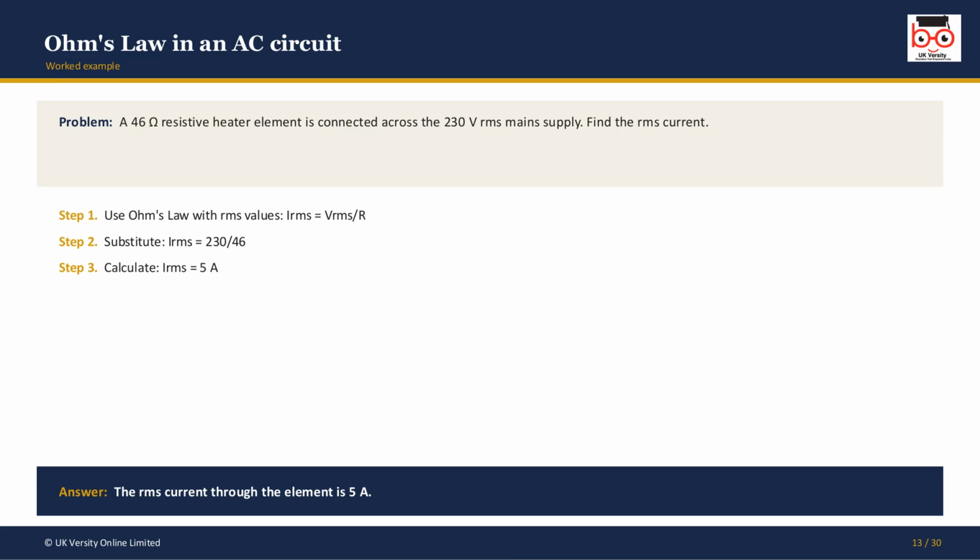Here's a quick example. A 46 ohm resistive heater element is connected across the 230-volt RMS mains, and we want the RMS current. Using Ohm's law with RMS values, current equals voltage over resistance, so that's 230 divided by 46, which gives 5 amps, so 5 amps RMS flows through the element.